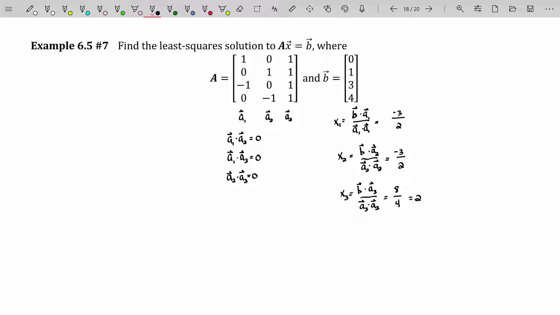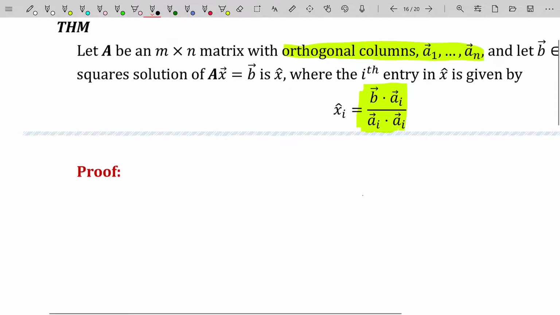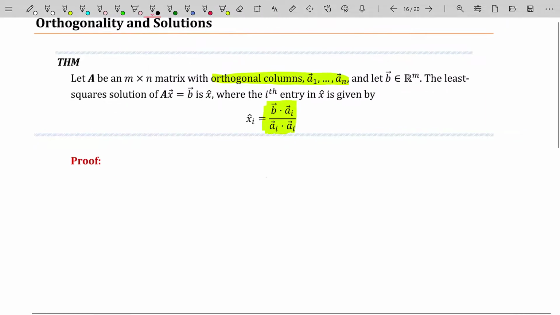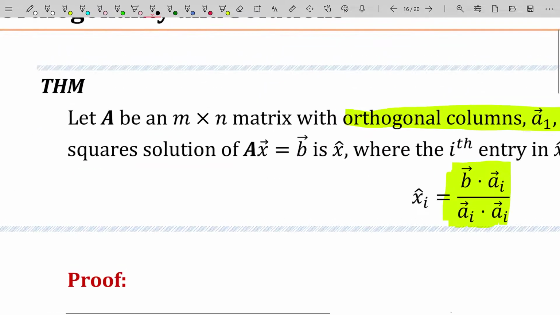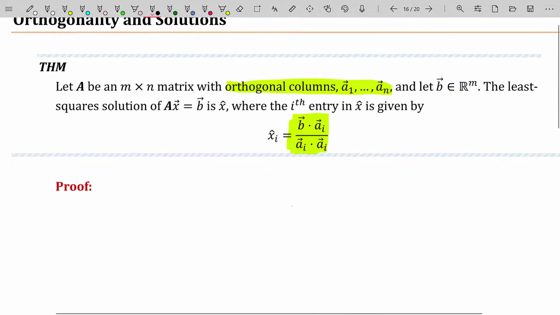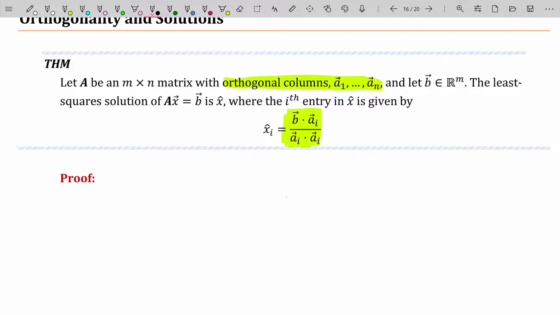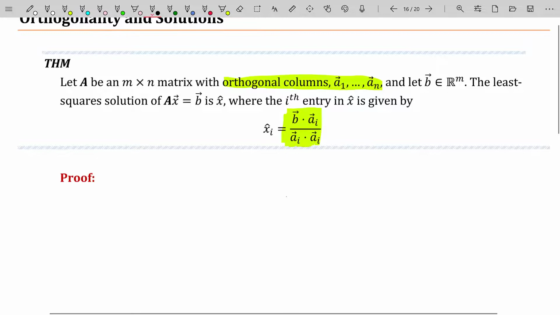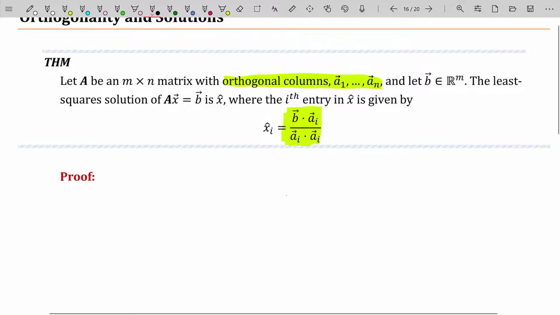Now let's go ahead and hop back to this theorem right here, and we're just going to quickly prove it. There's not much to it, but it's good to see the proof no matter what, because you definitely want to get some experience and exposure to proofs. So let's see, we're going to assume that A is an n by n matrix with orthogonal columns and that B is in R^m. We want to use that assumption to showcase that the least squares solution of AX equals B is x hat, where the entries of x hat are x sub i equals B dot A sub i over A sub i dotted with itself.